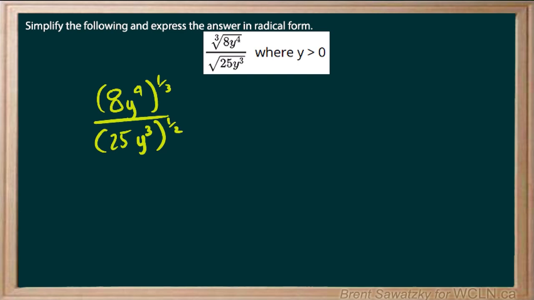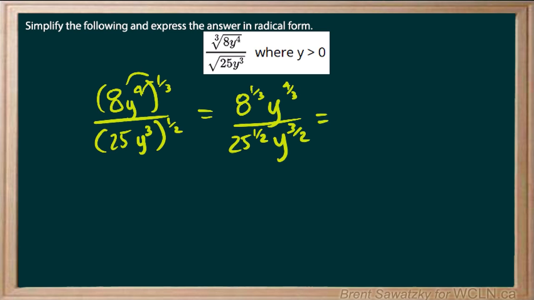Okay, so now we can bring those powers into our brackets, and we can say, so that makes 8 to the 1/3, and then y to the, and we think of that as a power of a power, so 4/3 multiplying. And then on the bottom, we have 25 to the 1/2, and y to the power of a power again, 3/2.